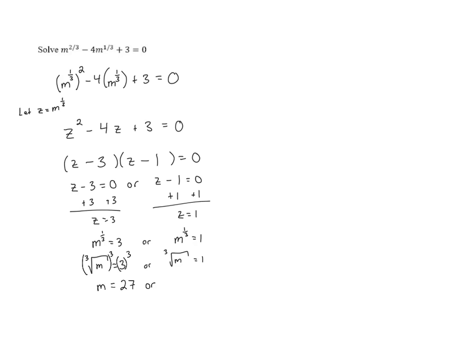So we get m equals 27, or on the other one, we can also cube both sides. On the left-hand side, cubing the cube root gets rid of it, so we're left with m. And then on the right, 1 cubed is 1 times 1 times 1, which is 1. And so we have our final answer, which is two solutions, m equals 27, or m equals 1.